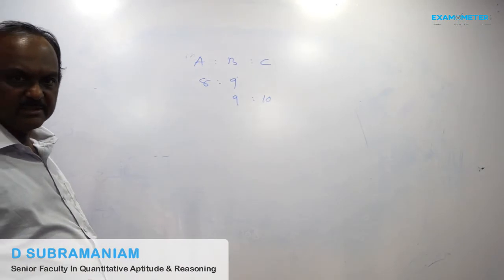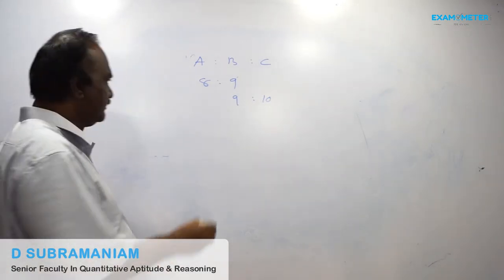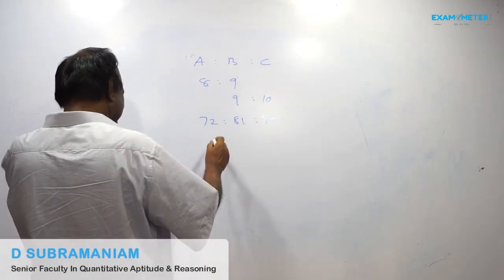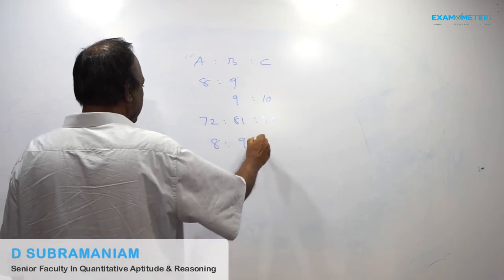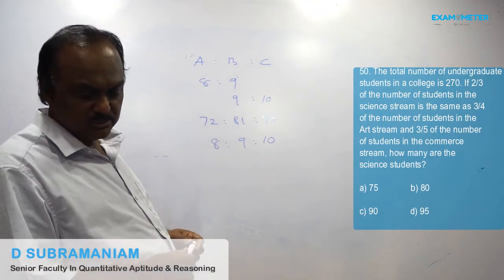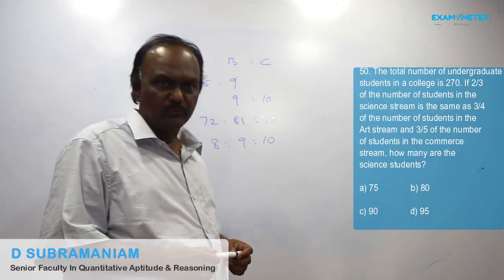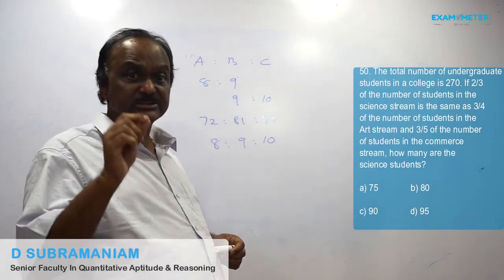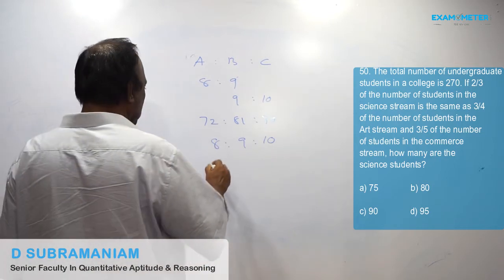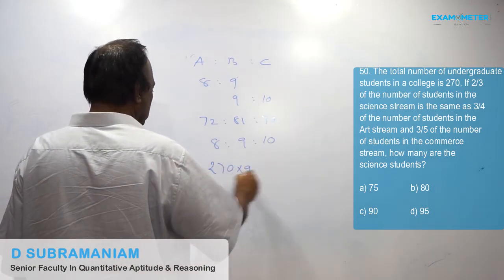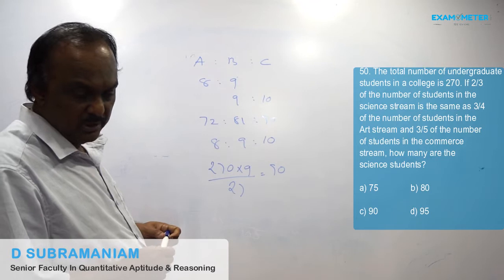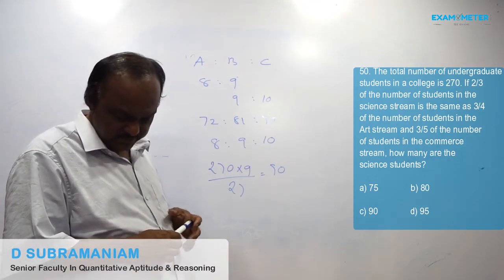Whenever a situation comes like this, we have to find out the compound ratio. So 72, 81, 90, that is 9 into 8, 9 into 9, 9 into 10. So 8:9:10. Therefore, the number of students in the science stream is 270 into 9 by 27, that is 90. So the answer is 90, that is multiple choice C.